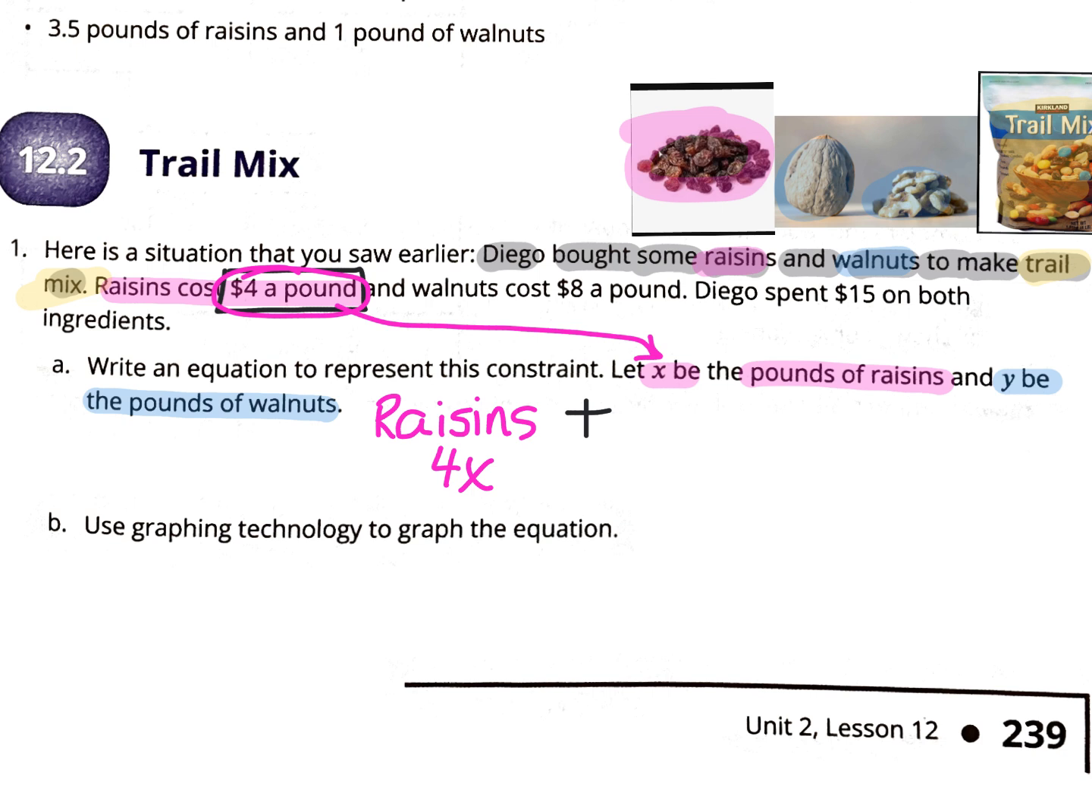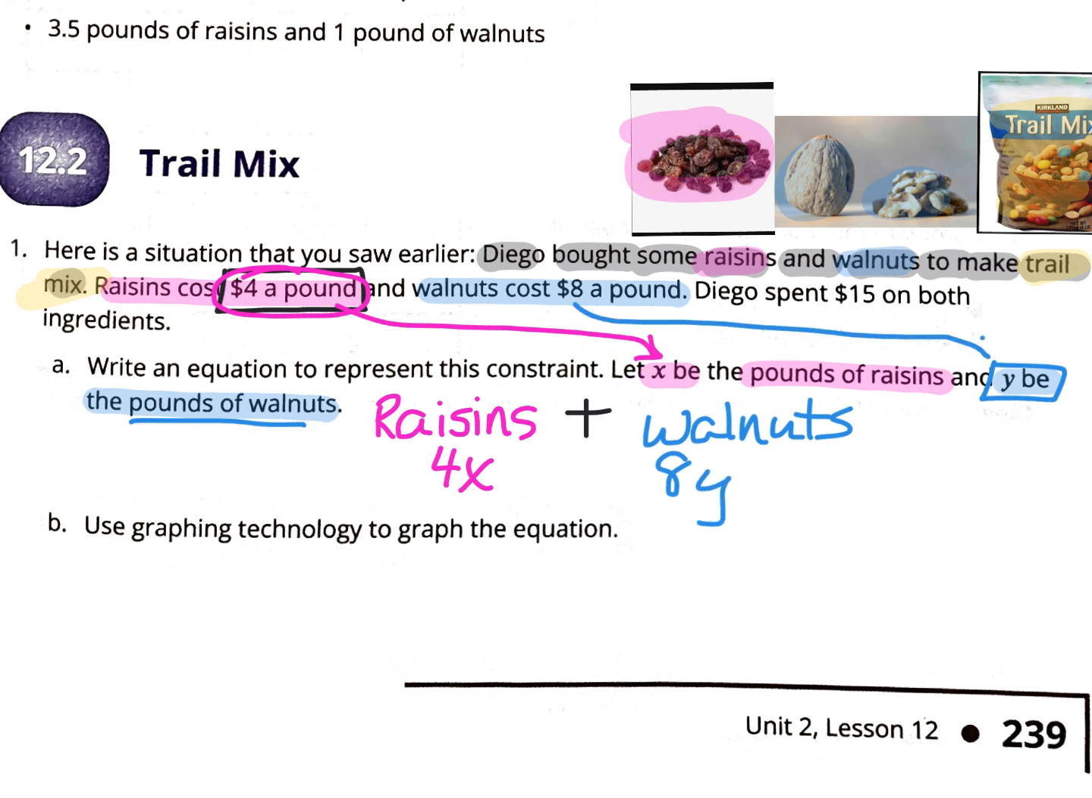plus walnuts cost $8 a pound. And they want Y to represent walnuts. So walnuts are going to be represented as 8Y, because it's $8 times the number of walnuts. So this represents the amount of money that he spent.